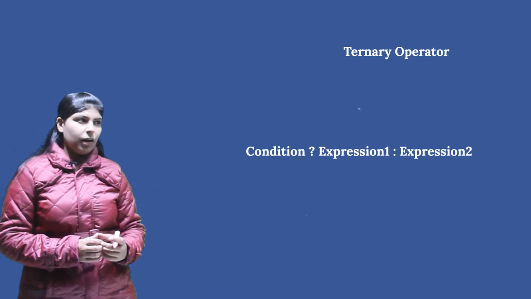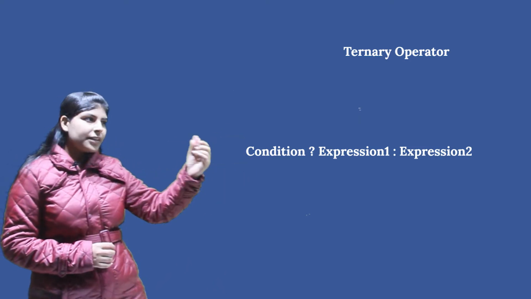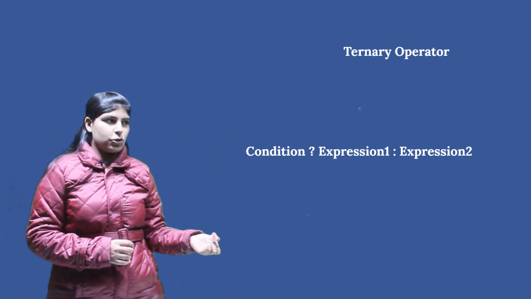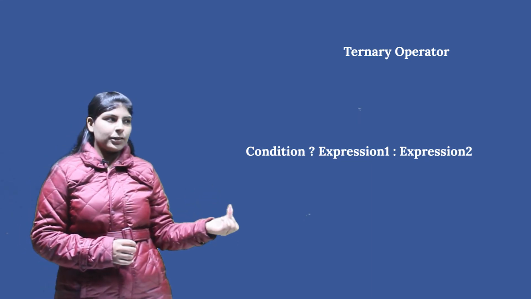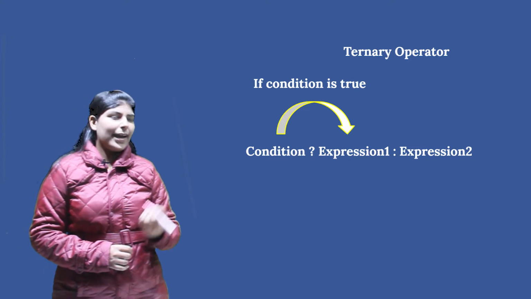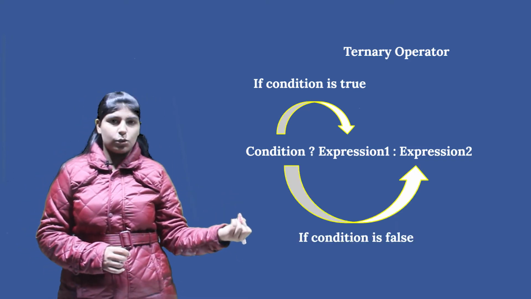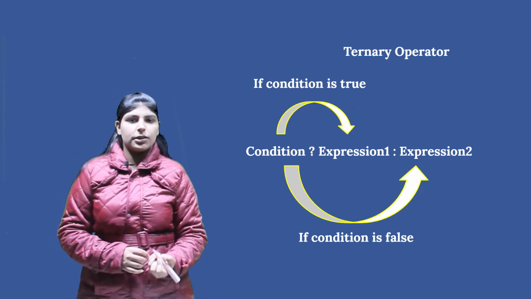Then there is a question mark. So I check this condition. Based on this condition, I can either move to expression 1 or expression 2. In between the 2 expressions, I have a colon symbol. So if this condition is true, I execute expression 1. If this condition is false, I execute expression 2. So let us see an example of the ternary operator.